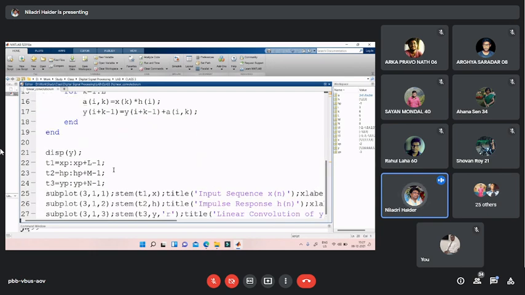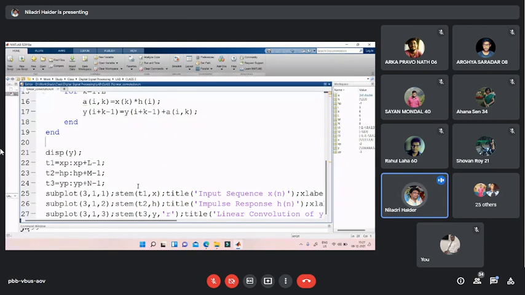So after that, what we did? Display y. We're trying to display the y, that's why I have written here. T1 defines the time axis for x, xp to xp plus l minus 1. Similarly, T2 and T3 for x, h and y. Subplot 3 1 1: 3 rows, single column, first position.